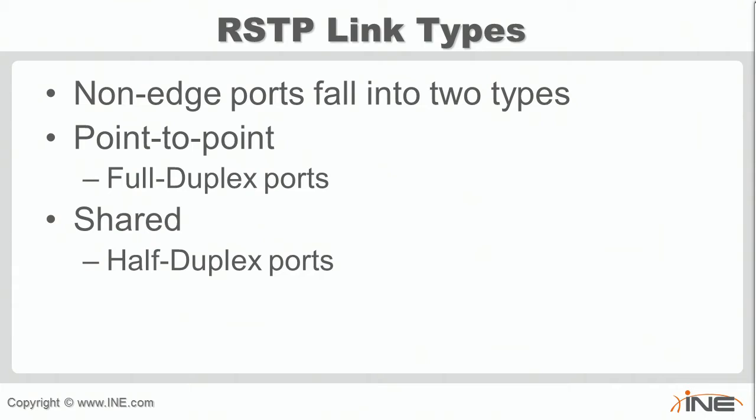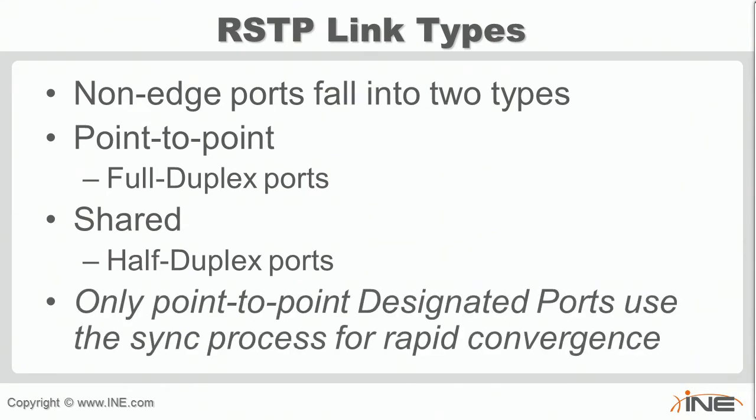And the key difference between the two of them is that the handshaking process, or what we call the sync, or the synchronization process, is only going to happen on point-to-point ports. So if you connect to a hub or some legacy portion of the network, you cannot run rapid convergence on that segment. You fall back to the original spanning tree algorithm, which is you wait for the listening delay, you wait for the learning delay, and then ultimately you can go into forwarding.